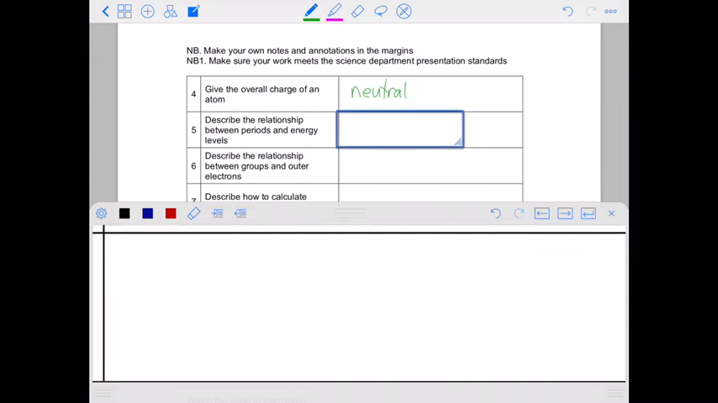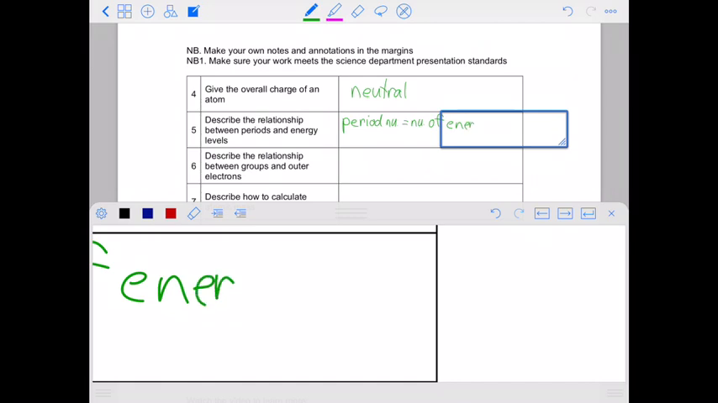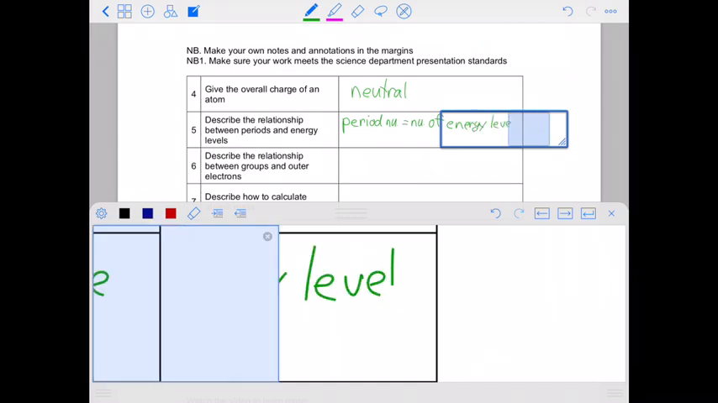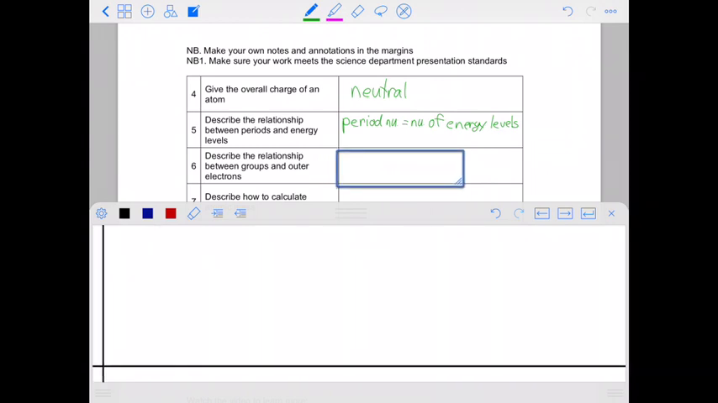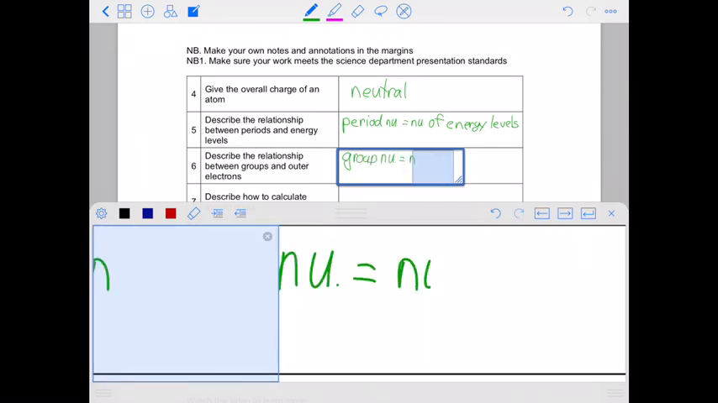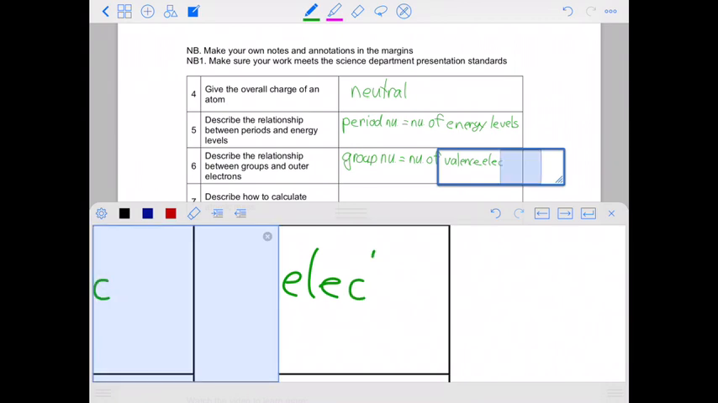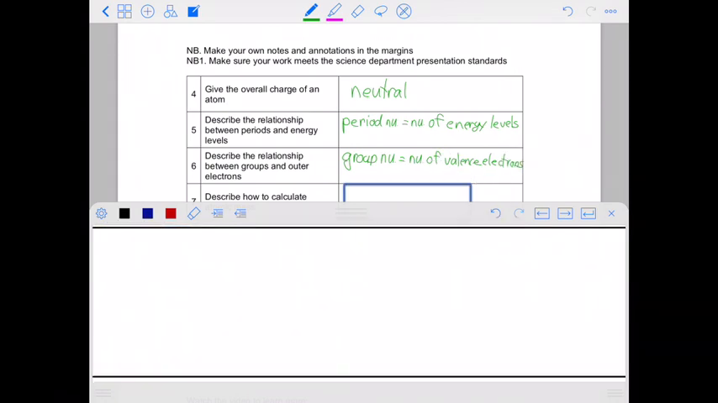The relationship between periods and energy levels, you should know that the period number is the same as the number of energy levels. Remember that energy levels may also be called shells. The relationships between groups and outer electrons, that the group number is the same as the number of valence electrons or electrons in the outer shell.